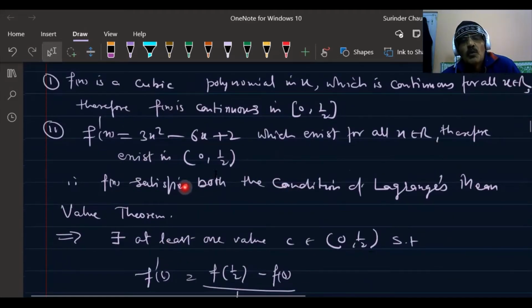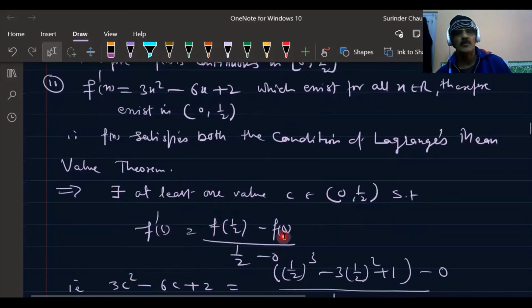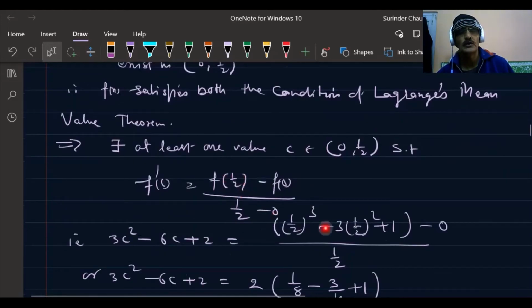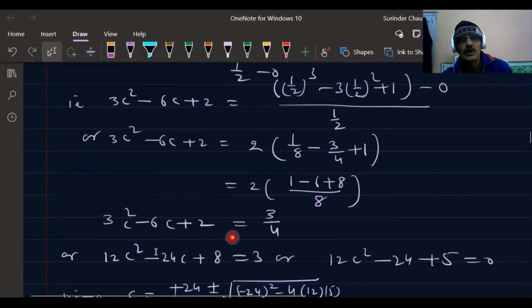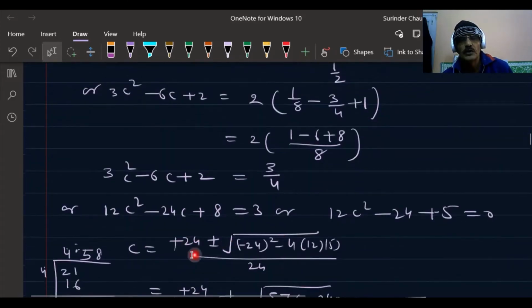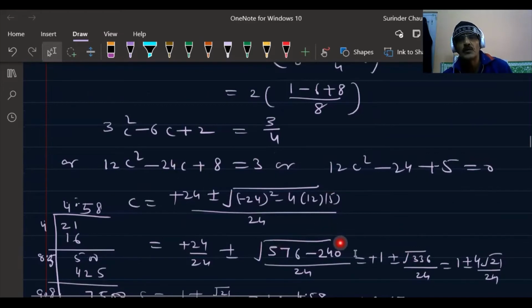If it satisfies both conditions of Lagrange's mean value theorem, then there must exist at least one point c belonging to the open interval 0 to 1/2 such that f'(c) is equal to (f(1/2) − f(0)) / (1/2 − 0). Substitute the values of f'(c), f(1/2) and f(0). After simplification, we get a quadratic equation in c, so we solved the quadratic equation in c and we got two points.